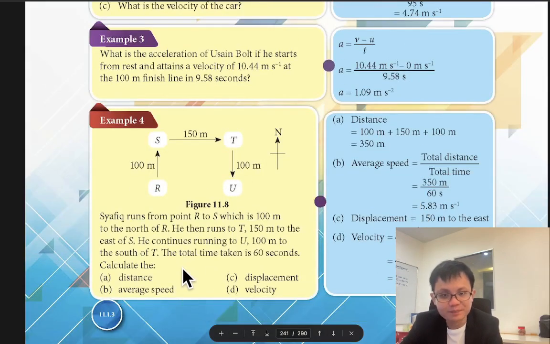Displacement is still the same, just using distance divided by time. Distance, you get 350 divided by 60, you get 5.83. How about the displacement? The displacement is 150, right? So 150 divided by the time, 60, you get 2.5 meter per second to the east. That is the velocity, and they also give you the direction, which is more accurate.